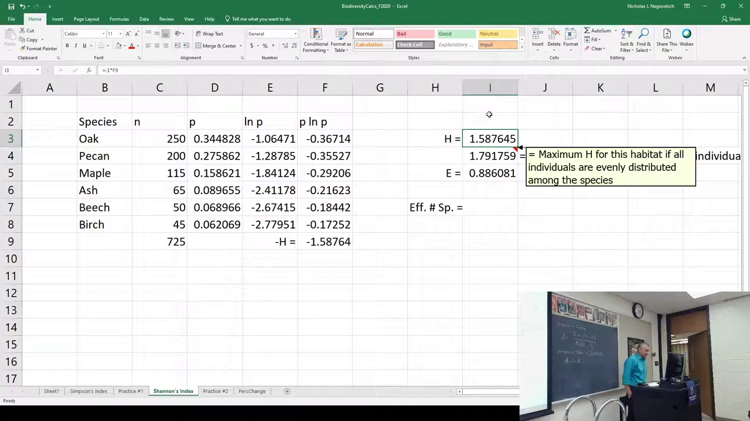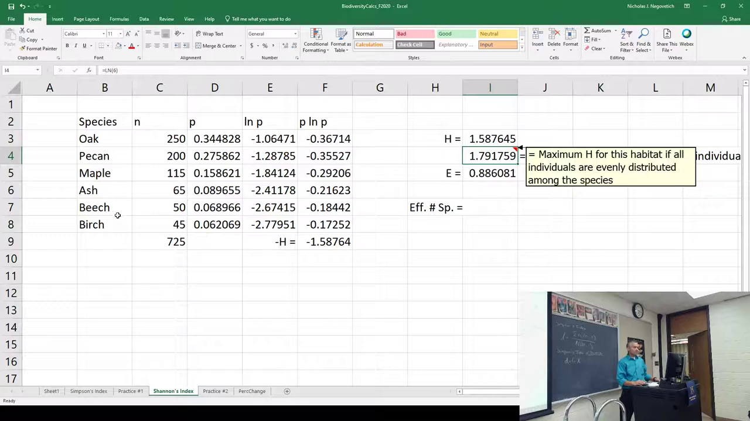All right. Now, let's go over some things. What this is doing is calculating more of a proportion of the maximum value of our Simpson or Shannon's index that we could possibly get. So our natural log of S, natural log of our species richness here, gives us the largest value of H that we can get if all of our individuals are evenly distributed across species. So at 100% evenness, we should have the natural log of species richness as our Shannon's index.